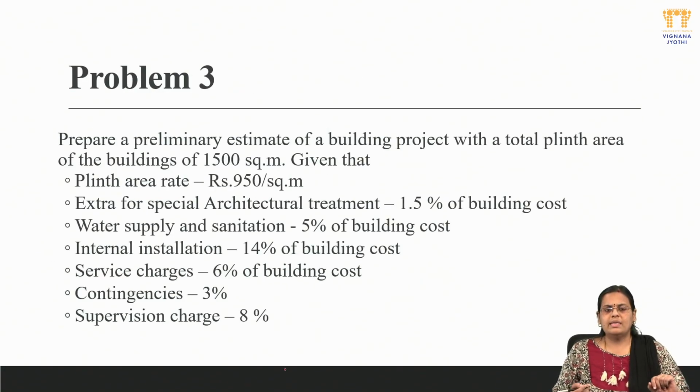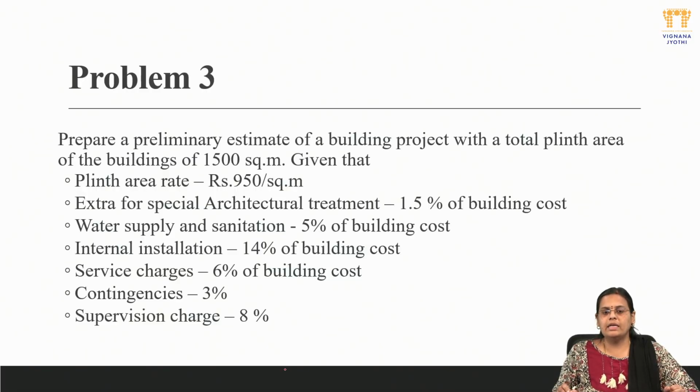So to discuss this topic further better, let us solve another numerical problem in the same topic. Here the question is given as: prepare a preliminary estimate of a building project with a total plinth area of the building equals to 1500 meter square and plinth area rate is 950 per meter square and extra for special architectural treatment will be around 1.5% of the building cost.